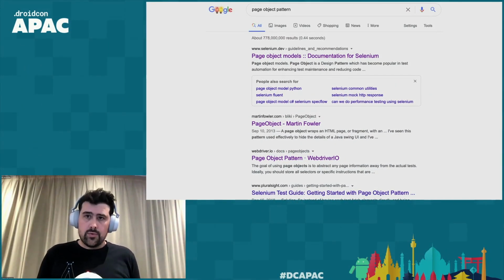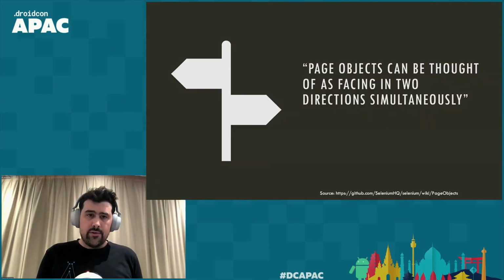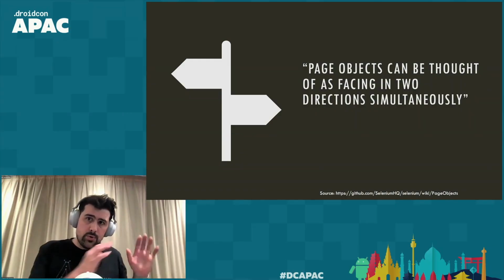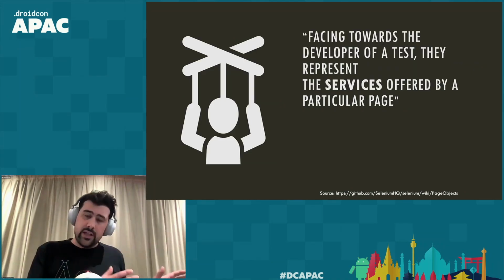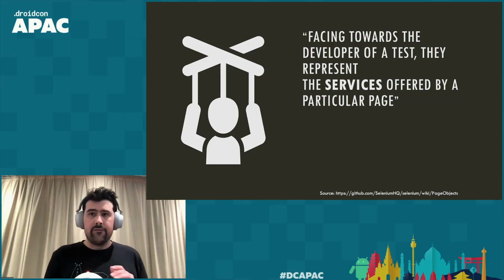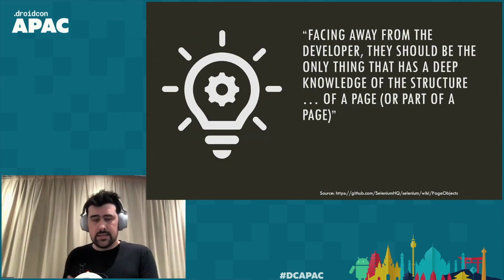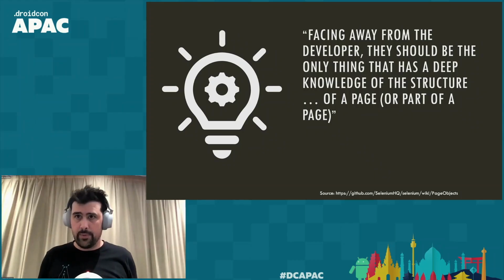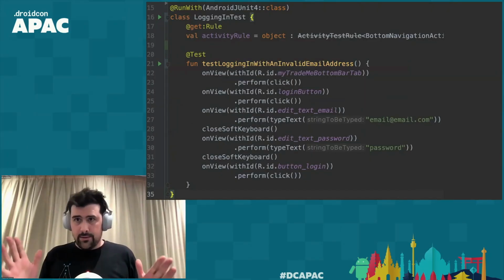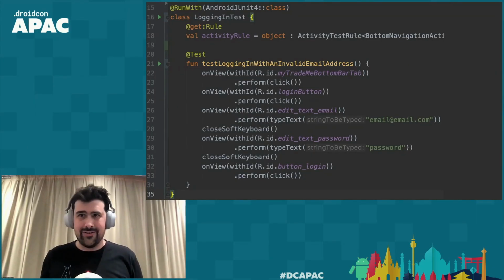And if you were to Google that and then grab one of the first results, you'd probably come up with a definition sort of like this, which I've got quoted in the source here. Page objects can be thought of as facing in 2 directions simultaneously. Facing towards the developer of a test, they represent the services offered by a particular page. And facing away from the developer of that test, they should be the only thing that has a deep knowledge of the structure of a page or part of a page, which unfortunately this test class that I've followed the documentation of online doesn't have.